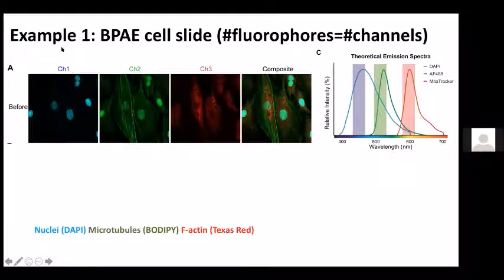Okay. So the first example here is the simplest one. We started with the same number of fluorophores as the detection channels we have. This is a fixed cell slide that has 3 colors on it, so we use 3 channels on our system. What you see here, those 4 images, are our original images. We have 3 colors, blue, green, and red, and the last one is the combined. Different compartments inside the cells are labeled with a specific color.